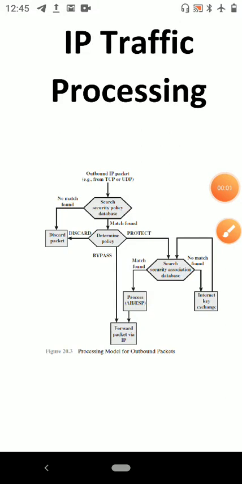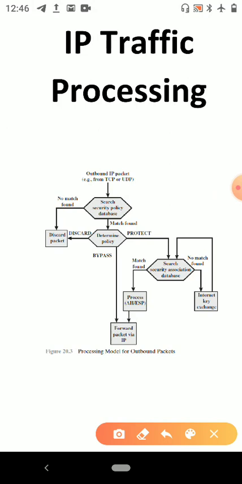Hello students, now I am going to discuss about IP traffic processing. IP security is executed on a packet by packet basis. When IP security is implemented, each outbound IP packet is processed by the IP security logic before transmission, and each incoming packet is processed by the IP security logic after reception and before passing the packet contents on to the next higher layer. Let us see outbound packet.